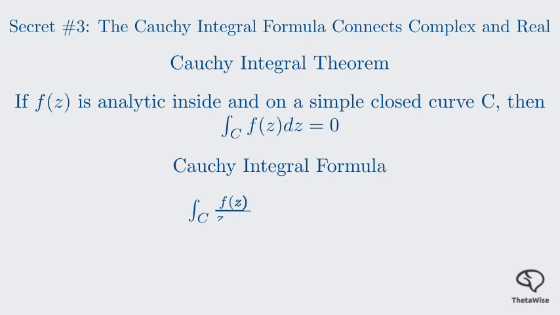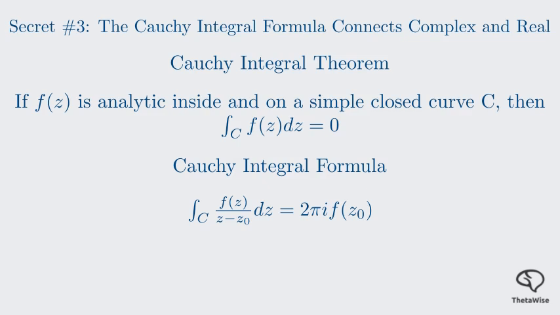What if it encloses a point, z naught, where the function is not analytic? This is where the magic happens, with the Cauchy integral formula. This formula says that the integral of f of z over z minus z naught is just 2 pi i times the value of the function at z naught. Notice, this works even though z naught makes the denominator 0. It's not a regular integral you could solve with real calculus.